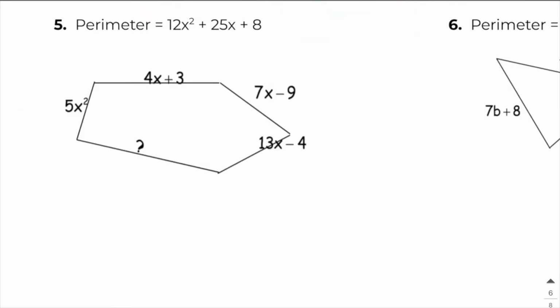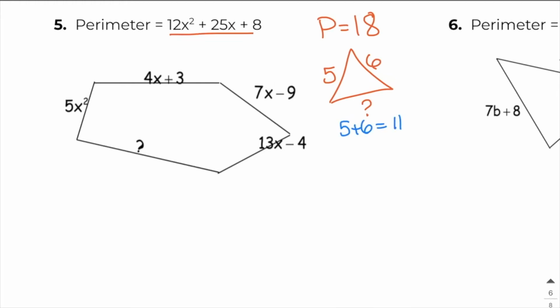Okay, so for perimeter in question number 5, this time I'm given the perimeter and I want to figure out what the missing piece is. So I know 4 out of the 5 sides right here. Well, just like if I told you the perimeter of this triangle right here was 18, and I tell you right here that this number is 5, this number is 6, and I ask you to find out what this number is, you probably would just add the 5 and the 6 together, get 11, and then subtract that from the perimeter. Then you do 18 minus 11, which is 7, right? So now we know that this question mark is equal to 7 because we added up what we knew and then we subtracted it from the total perimeter.